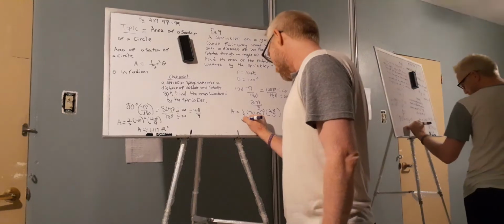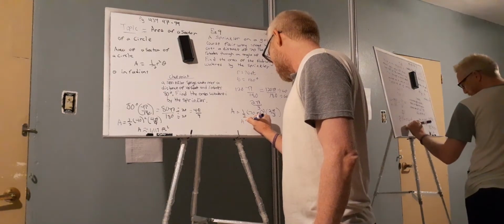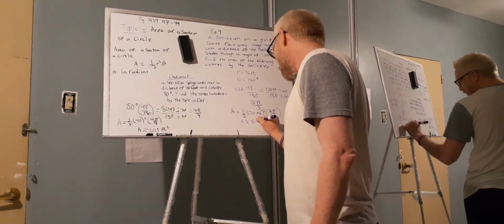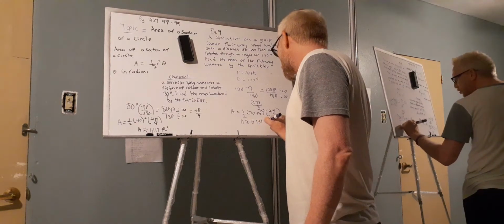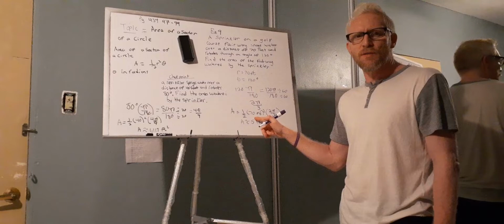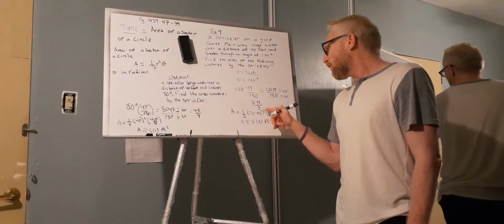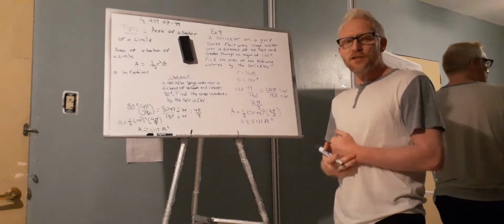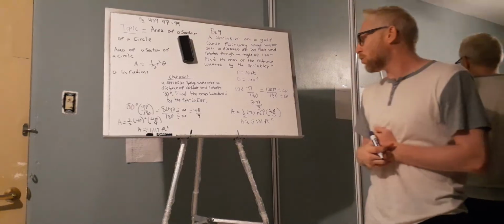And your answer is going to be that A is approximately 5,131 square feet. Now, why square feet? Because when you multiply 70 times 70, you're also multiplying feet times feet. So that's it for example number 9. Take a look at it real quick.